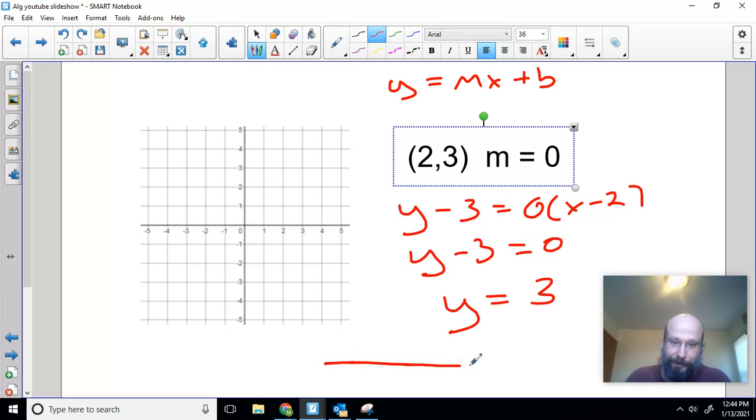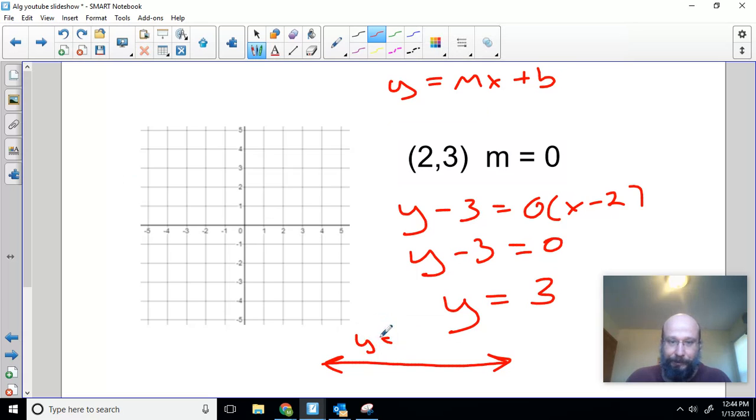Just remember, if the slope is 0, then that means your line is going to be y equals whatever the value is. In this case, it's 3. So y equals 3. But you can do all this math if that's easier for you.